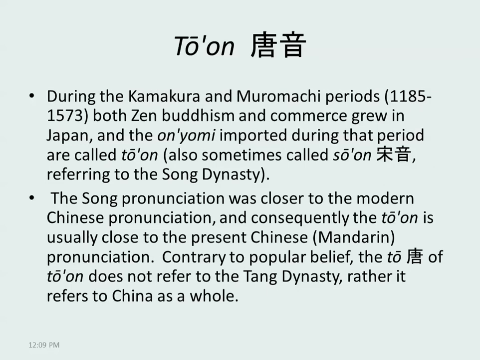The last category are the to-on, and those are readings that were imported much later. During the Kamakura and Muromachi periods, in case you can't remember, that's 1185 to 1573-ish. We'll talk more about periods later on this semester. Both Zen Buddhism and commerce grew in Japan, and the onyomi imported during that period are called to-on. They're also sometimes called so-on, referring to the Sung dynasty.